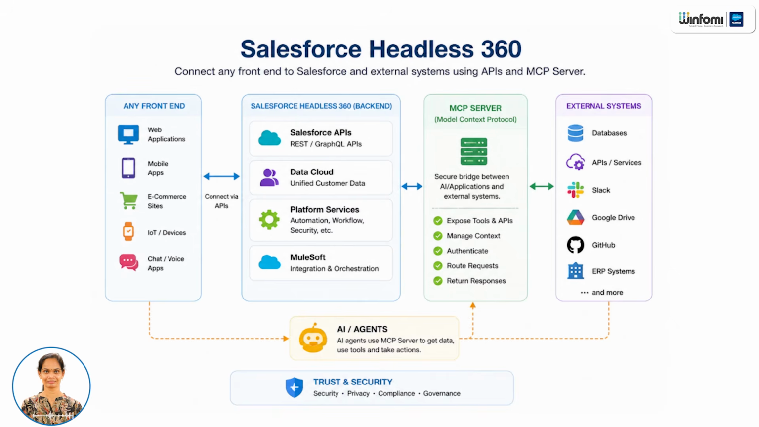So APIs do the work and MCP manages them. MCP can also connect systems like Slack, Google Drive, GitHub, and ERP. AI agents use MCP to fetch data and perform real actions. So overall, Salesforce is the backend, the API executes all the work, and MCP simplifies everything for the AI.